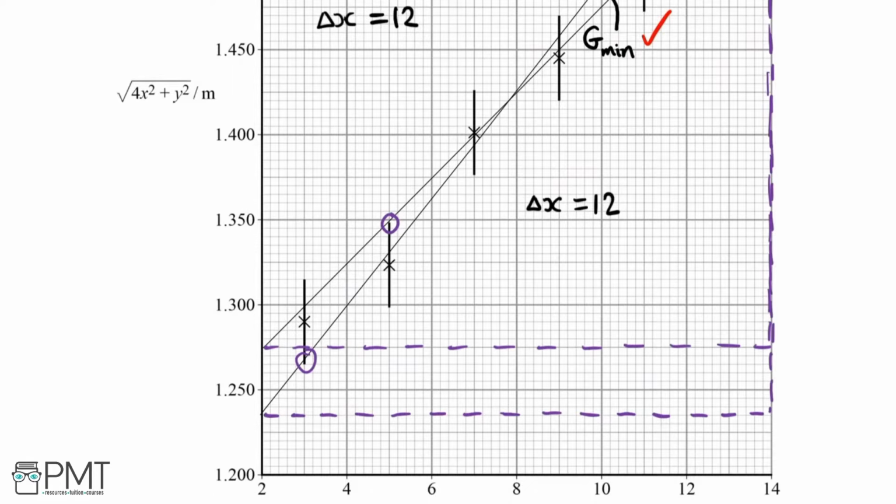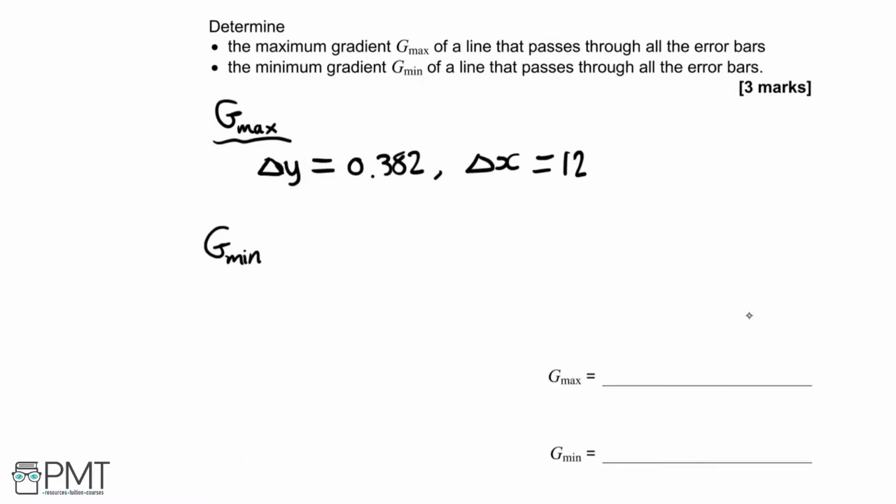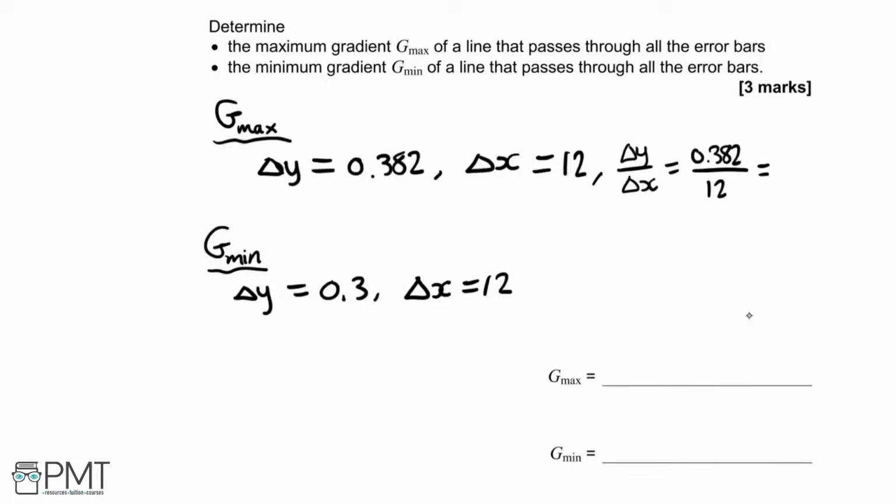It's going to be 1.575 minus 1.275, which is 0.3. So if we write down all of our changes in y and changes in x on the answer space, so calculating the gradients by dividing delta y by delta x in both cases, now we end up with 0.0318 and 0.025. Now, in this scenario, plotting a line of best fit and calculating the gradient is something that you partially have to do by eye, so there will be some margin for error.